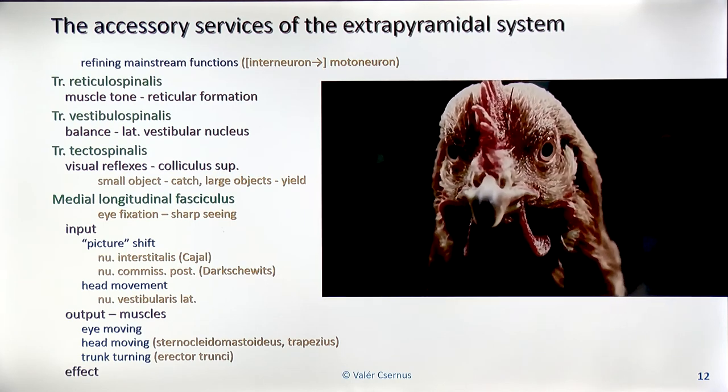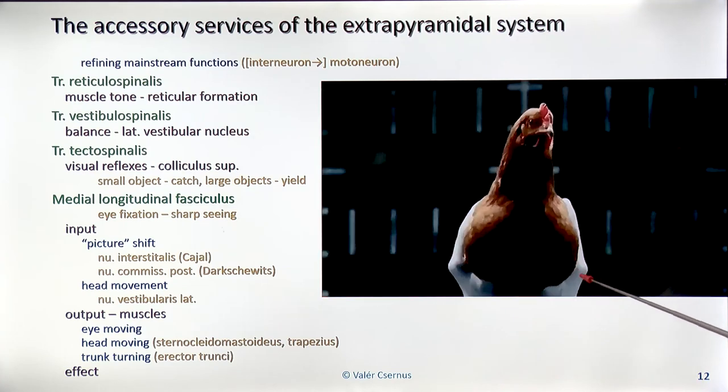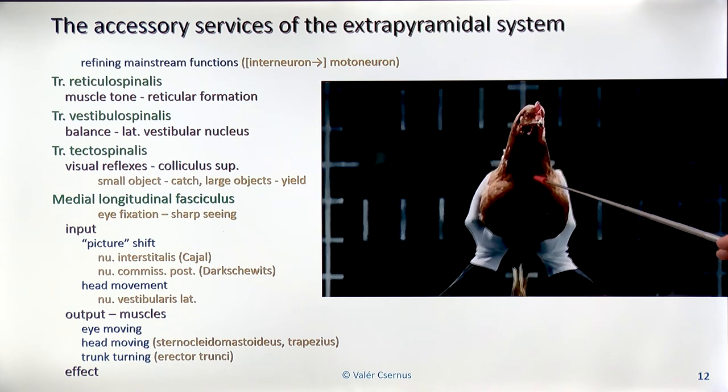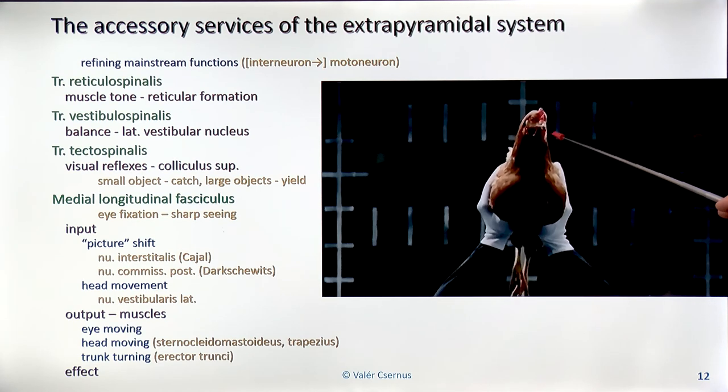Here you can see a picture in which a chicken, which also has this medial longitudinal fasciculus, shows how it works well. If I move the body of a chicken, the medial longitudinal fasciculus compensates for it, and the head always stays in the picture.